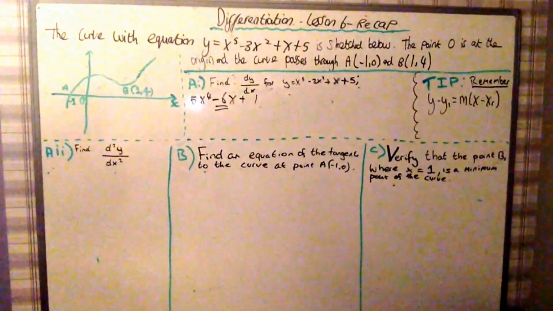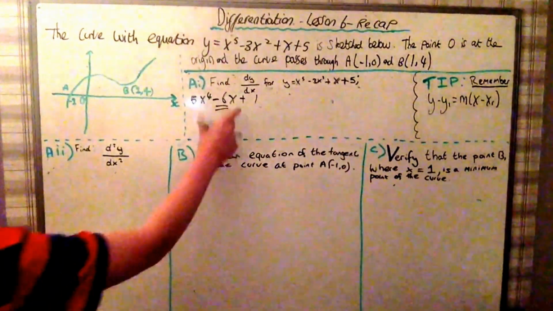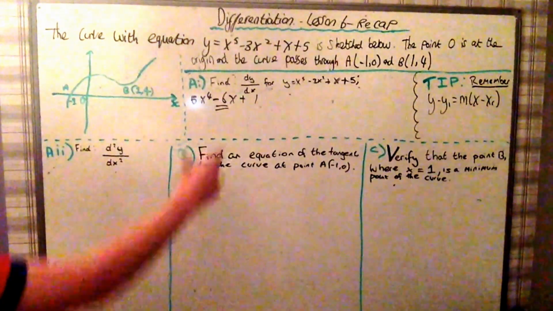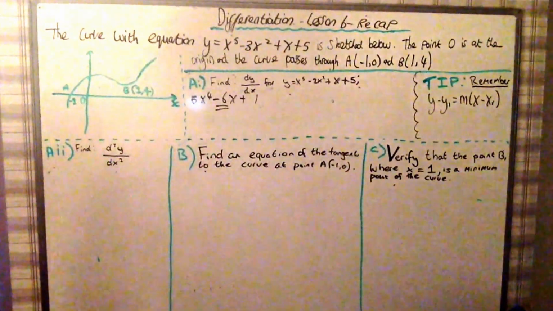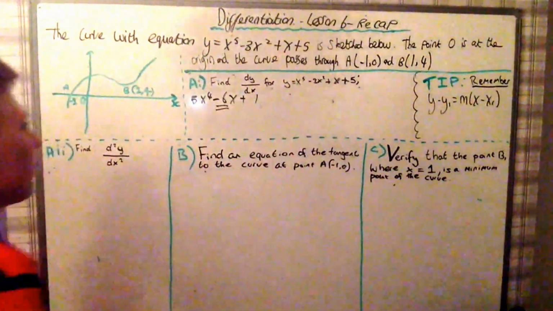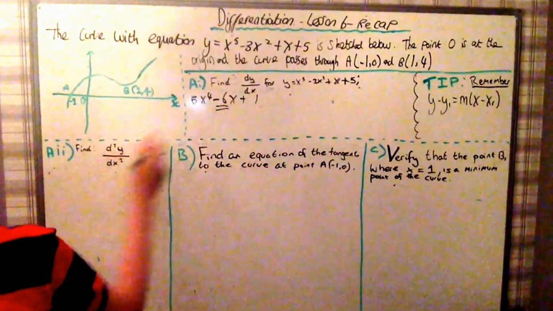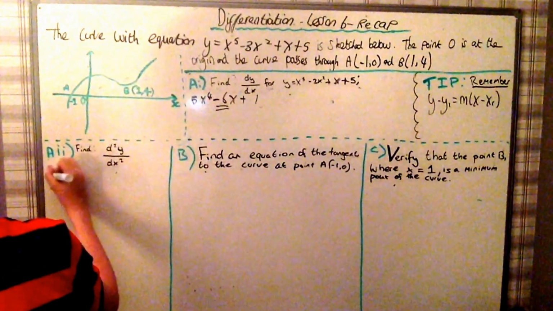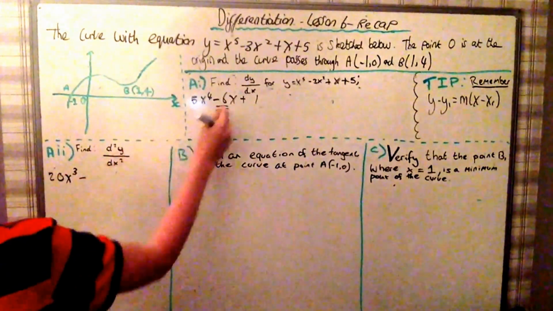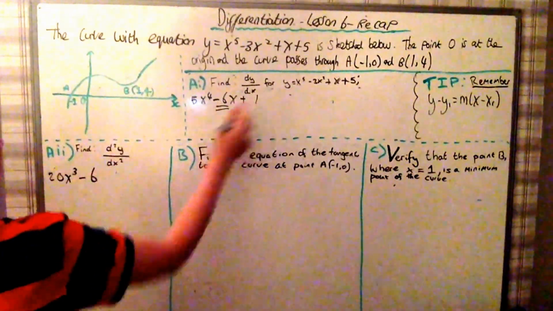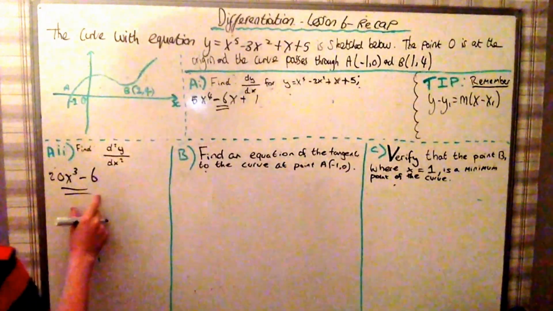Now for part AII, we're told to find d squared y divided by dx squared. All that means is we differentiate this function, the function we got when we differentiated the original curve. So we're effectively just differentiating this twice. We look at our first derivative and then differentiate it. 4 times 5, that's 20. We take 1 off the power of x, x cubed. Minus, now 6x just becomes 6, and the 1 cancels. So this is our d squared y divided by dx squared.